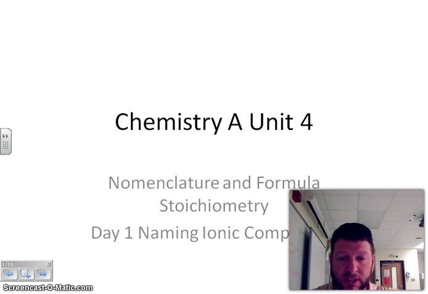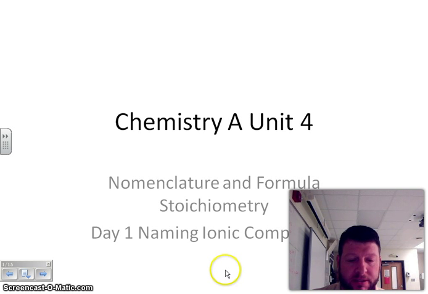Well, good afternoon. This is Chemistry A, Unit 4. Our first day talking about nomenclature and formula stoichiometry. A little bit of this is going to be a review over the next couple of note guides, but that's all right. We're going to start talking about naming ionic compounds.